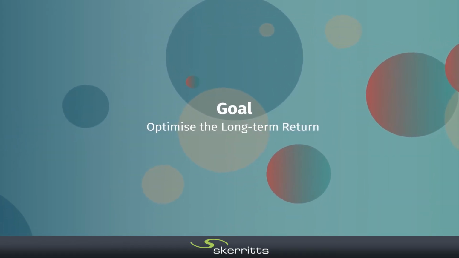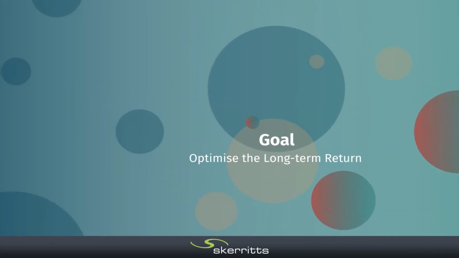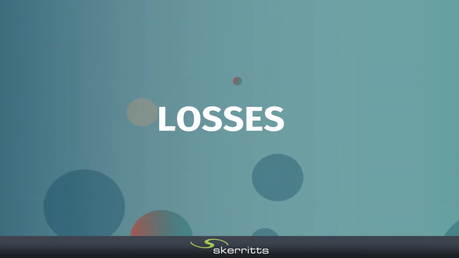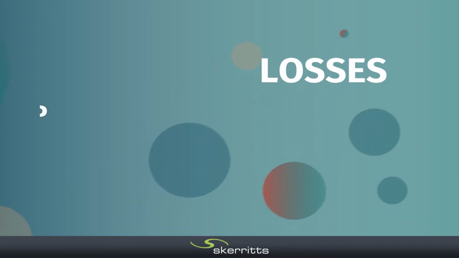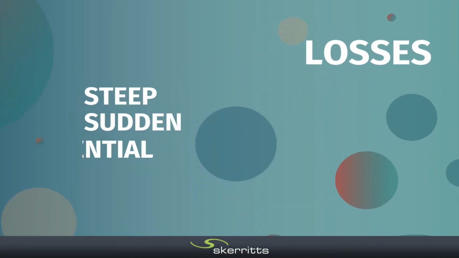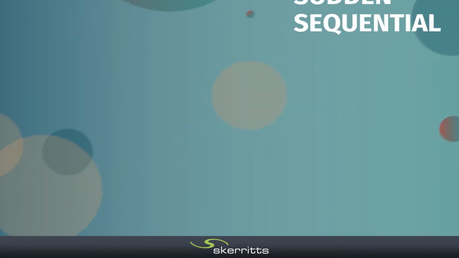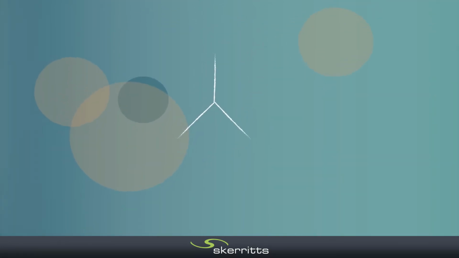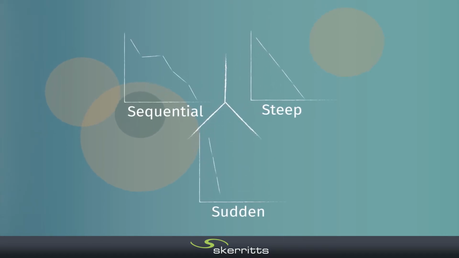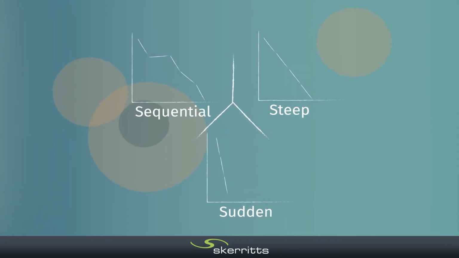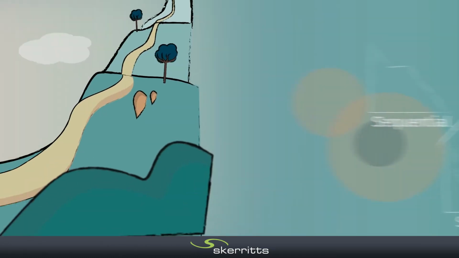In seeking to optimize long-term returns, we have to be very wary of losses. In particular, the 3 S's: steep, sudden, and sequential. Investors need to avoid these types of situations. The reason why investors should manage their position aiming to avoid steep, sudden, or sequential losses is because they devastate long-term returns. Think of cycling.